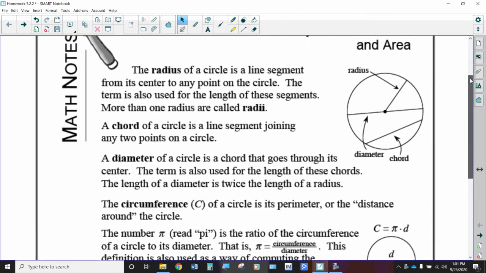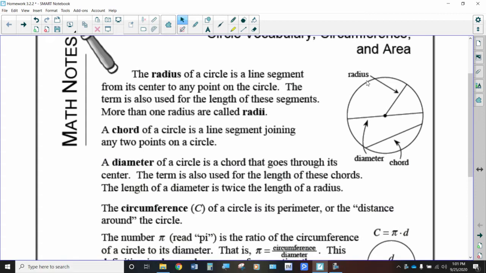Okay, so here we have a circle, which is a collection of points that are all the same distance away from a center point. The distance from the center point to the edge of the circle is called the radius. If you have a line segment with endpoints on the circle, that's called a chord. So a radius is not a chord because it only has one endpoint on the circle. The other endpoint is on the center point.